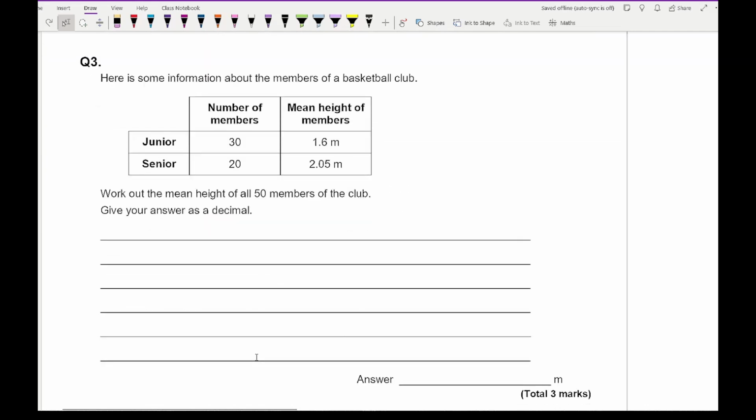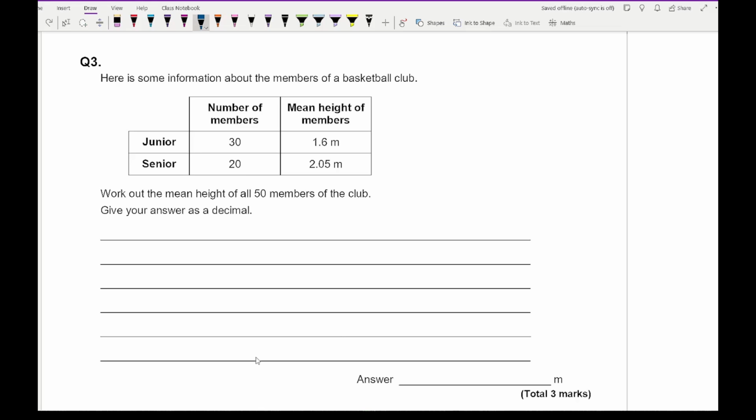Moving on to question 3, it says here is some information about the members of a basketball club, on which we've got the number of members and their average height. The question is asking us to work out the mean height of all 50 members of the club. Give your answer as a decimal.